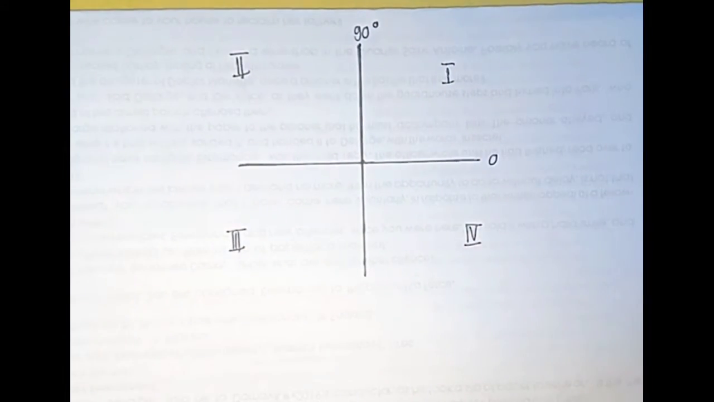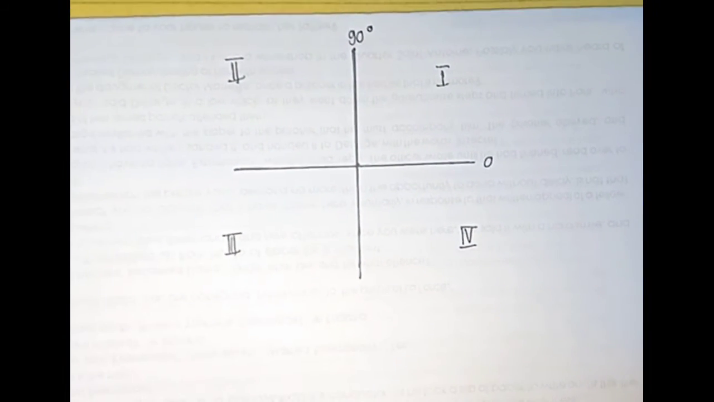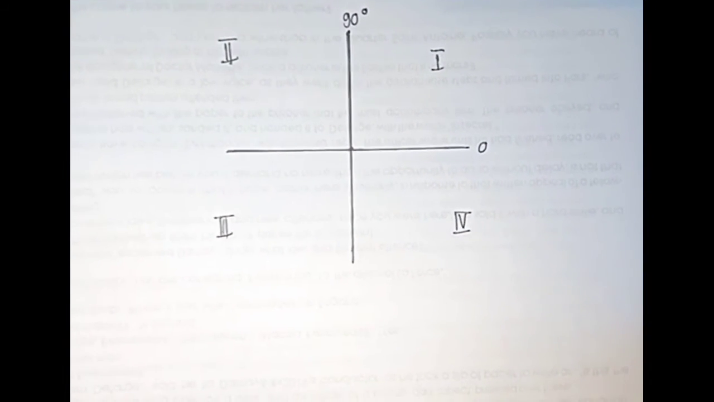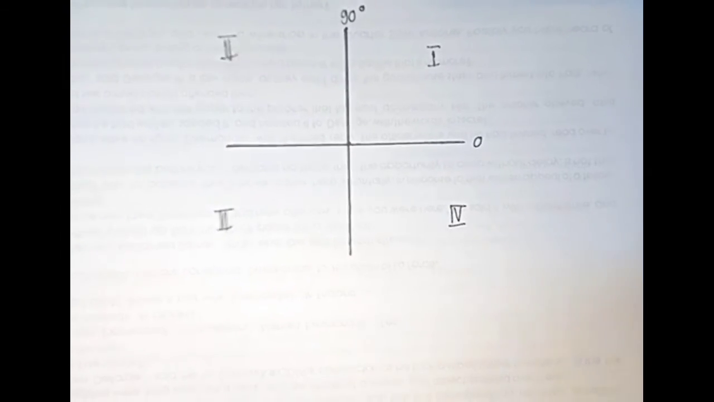So this is quadrant 1, this is quadrant 2, this is quadrant 3, and quadrant 4. Quadrant 1 exists between 0 and 90 degrees. Quadrant 2 exists between angles 90 degrees and 180 degrees.